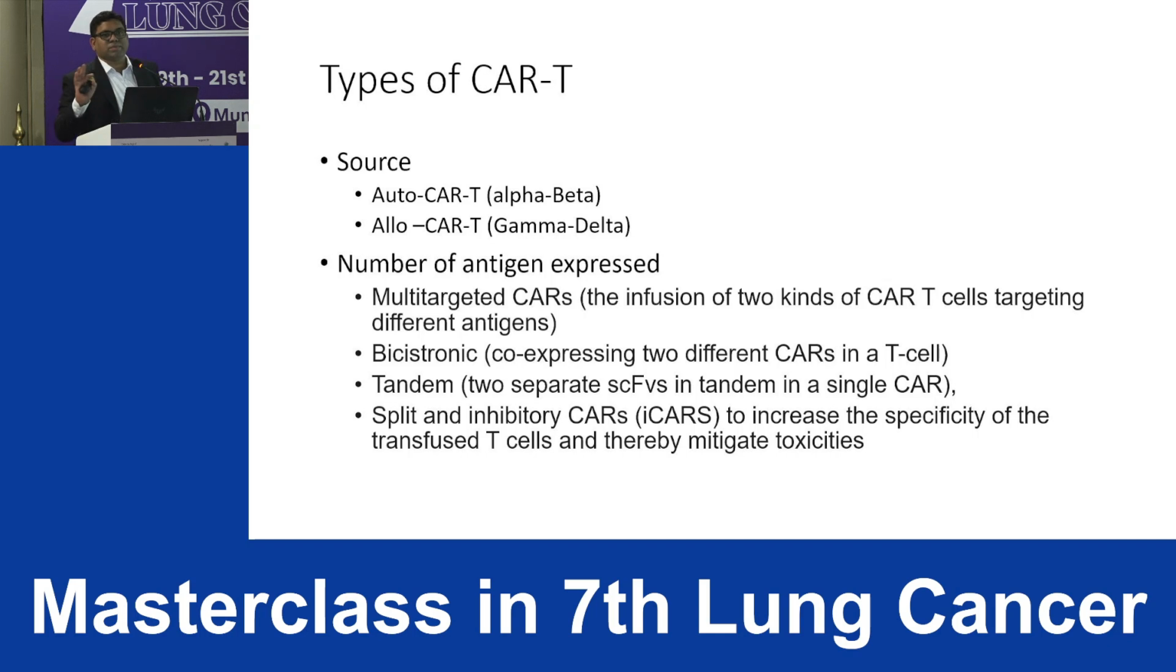Now, what are the types of CAR T? There can be multiple types of CAR T. It can be alpha, beta, gamma, delta. It can be autologous CAR, in which it is made from the patient's own blood. It can be allogenic, which can be made from another patient's blood. And this can be even for alpha, beta. So you can have 4 permutation combinations here. There can be types according to the generations.